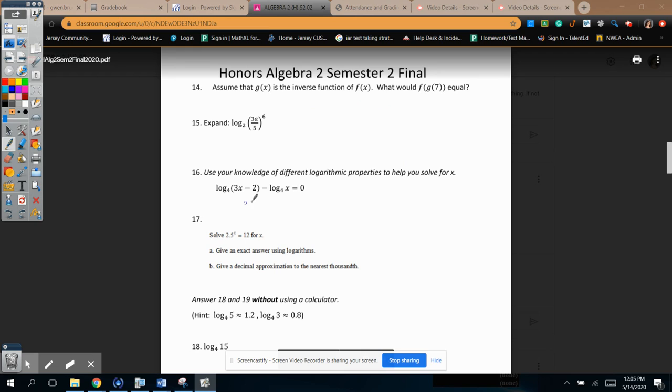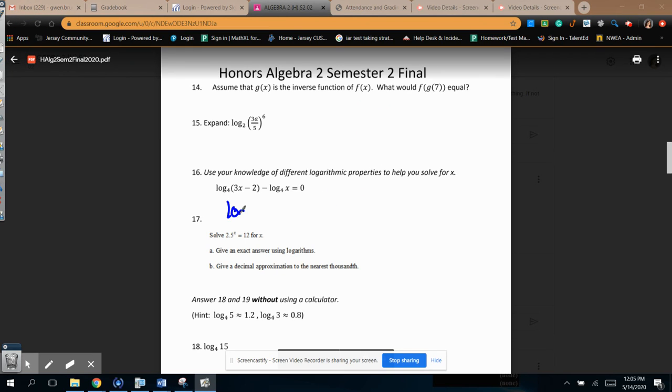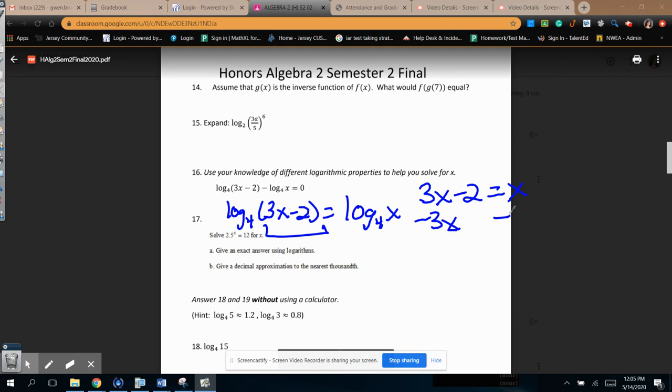On this guy, you can just set them equal to each other because look, log 4 of 3x minus 2. If I set that equal to log 4 of x, then 3x minus 2 will have to equal x. So negative 2 equals negative 2x, divide by negative 2, and x equals 1.